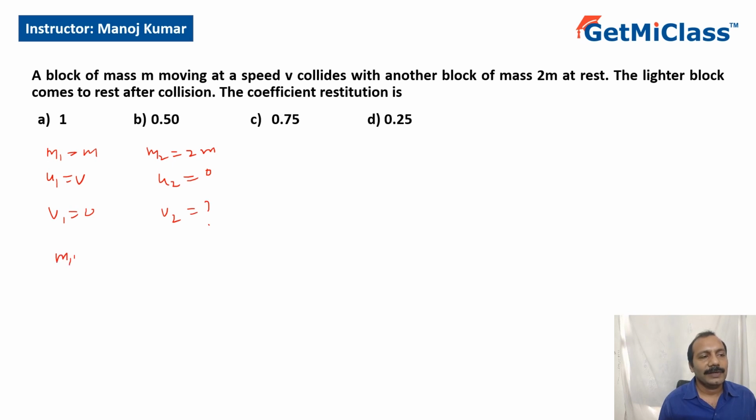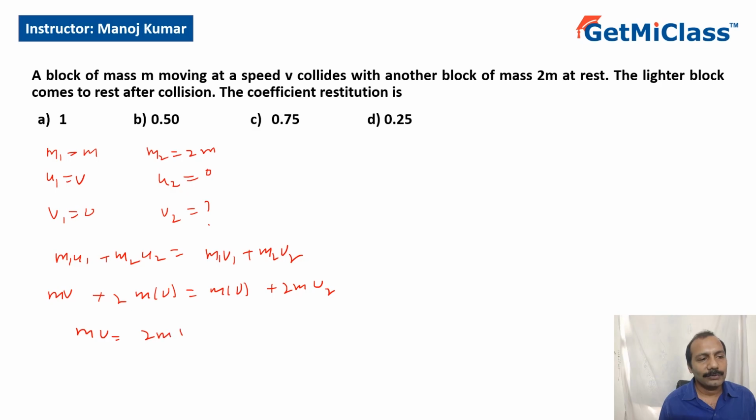So m1 u1 plus m2 u2 should be equal to m1 v1 plus m2 v2. m1 is m into v plus 2m into 0 equal to m into 0 plus 2m into v2. So from this I'll get mv equal to 2m into v2. So m cancels, v2 equal to v by 2.